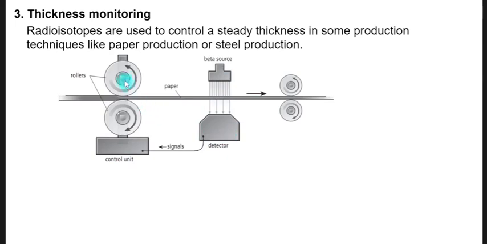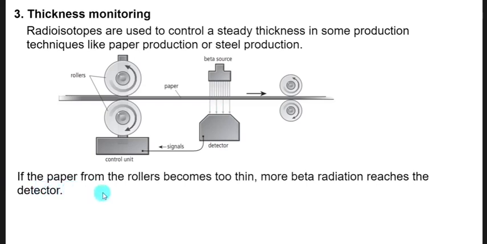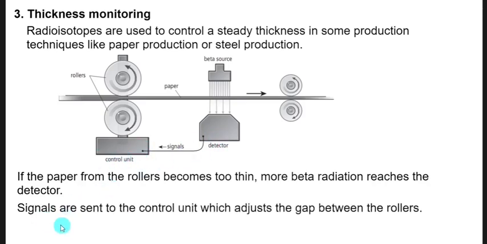So these rollers will be told to move closer so that they can compress the paper more. So that's how thickness is controlled. Here we are saying if the paper from the rollers becomes too thin, more beta radiation reaches the detector. Then signals are sent to the control unit, which adjusts the gap between the rollers.